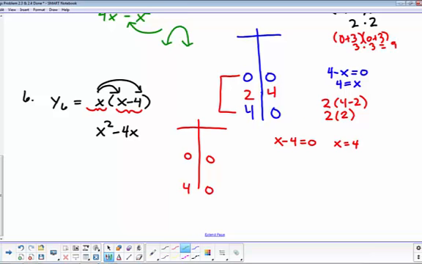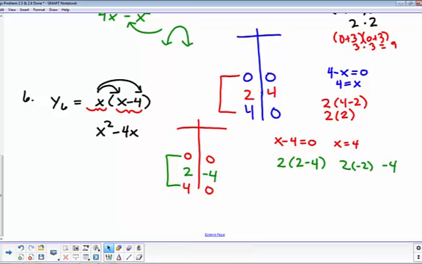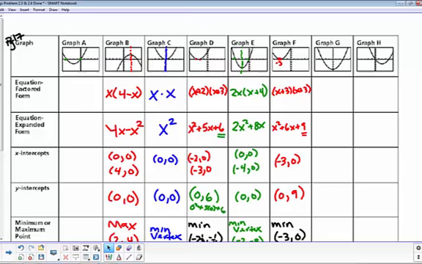We have symmetry. The point directly in the middle is 2. When you plug 2 in, you're going to get 2 times 2 minus 4, and that's 2 times negative 2, which is negative 4. So we want to see which one goes through 0 and 4, and that is h.